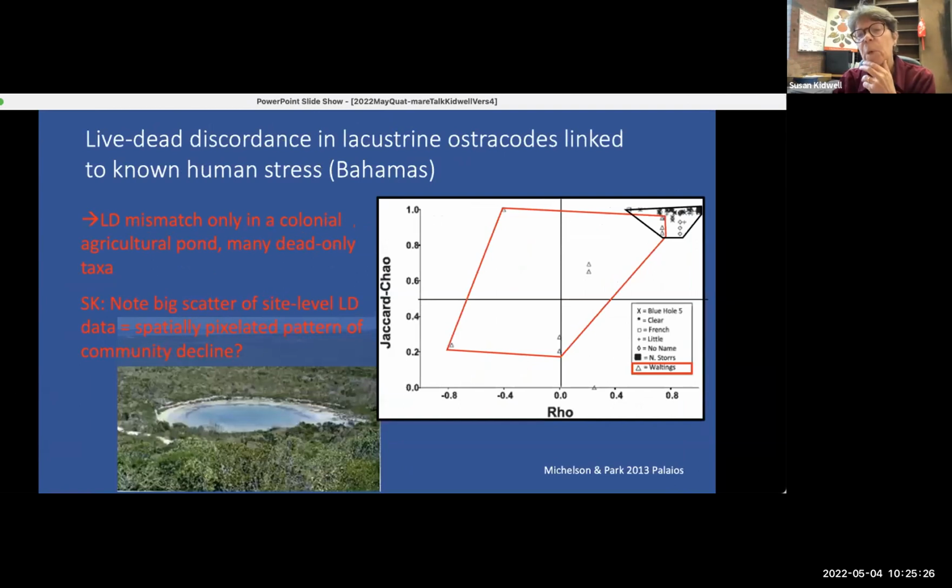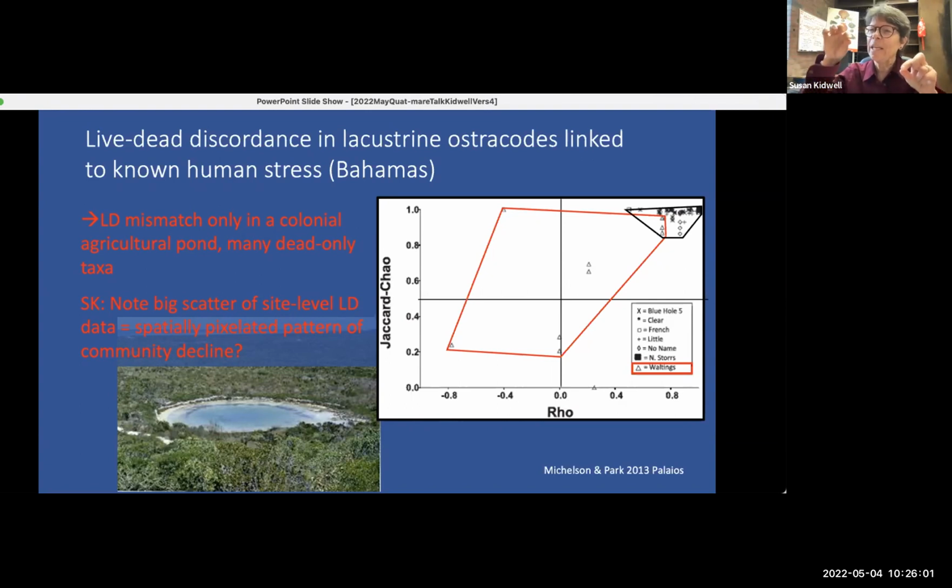I like both of these. This is Andy Michelson working on ostracods in lakes on the same islands. Again, he found live dead mismatch in one of his many lakes, and it was the one that was associated with an agricultural pond back in colonial times. And I want to point out with both of these, this is site level data rather than habitat. And it's typical that you get this spread with site level data. And I think it's trying to tell us something about the biology of community, quote, degradation under stress.